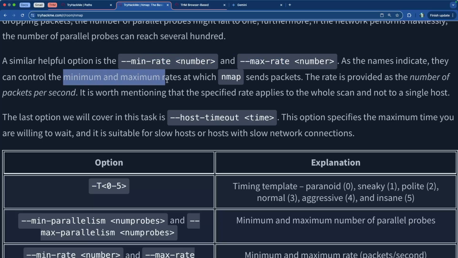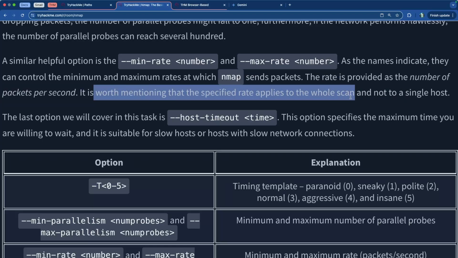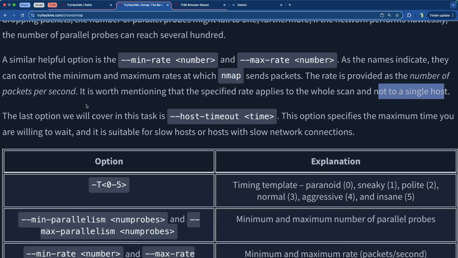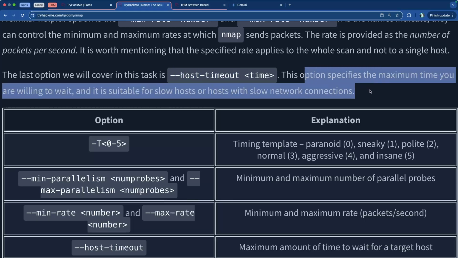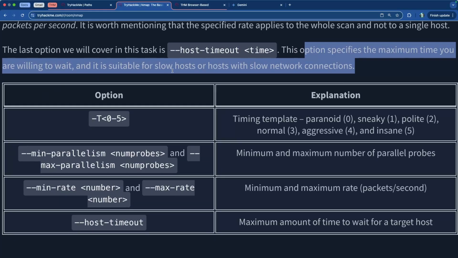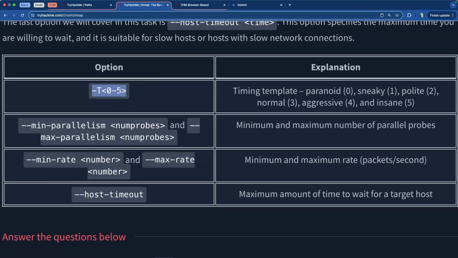They control the maximum and minimum rates at which Nmap sends packets. This provides the number of packets per second. It's worth mentioning that the specified rate applies to the whole scan and not to a single host. The last option we will discover is the host timeout. This option specifies the maximum time you are willing to wait, and it is suitable for slow hosts or hosts with slow network connections. So T0 to 5 ends up giving you the paranoia rate, right?